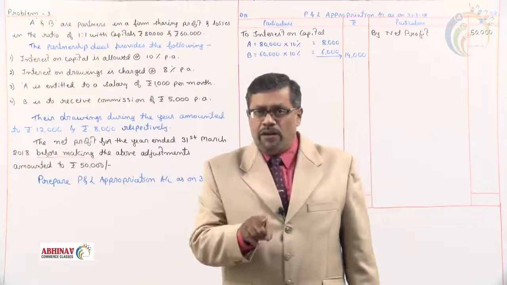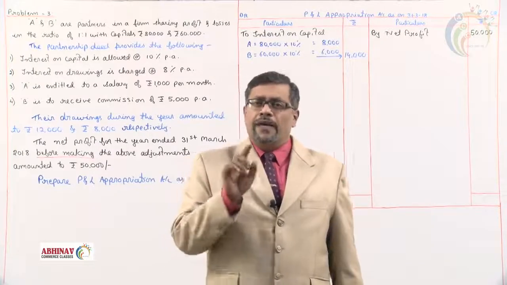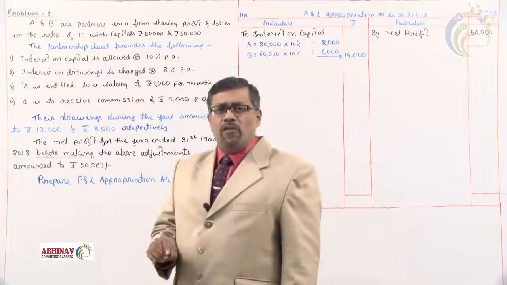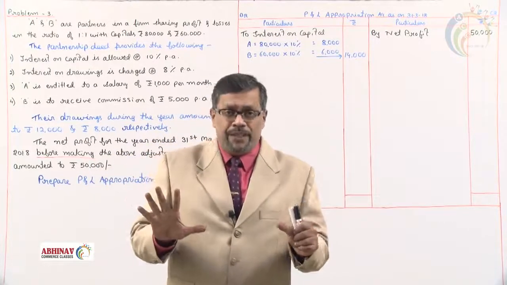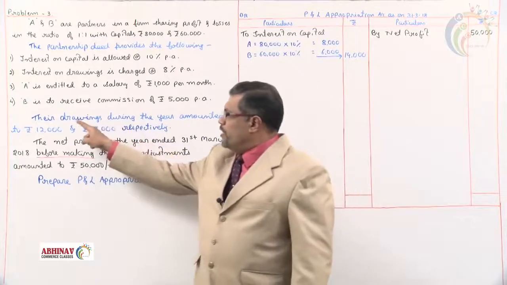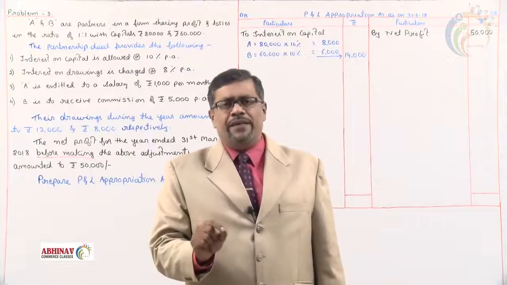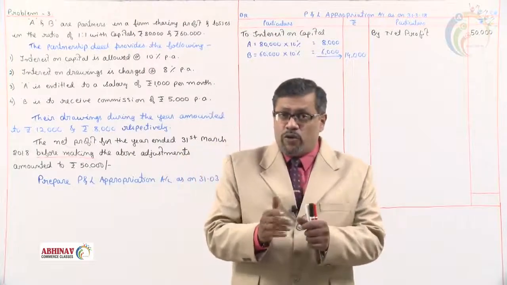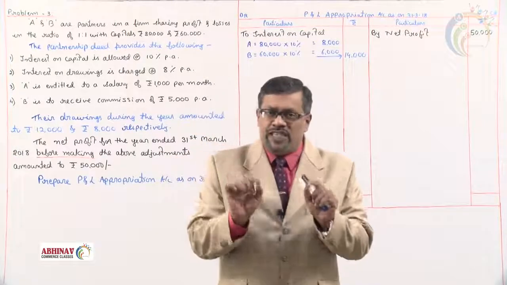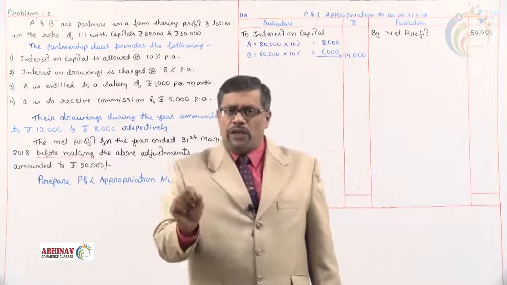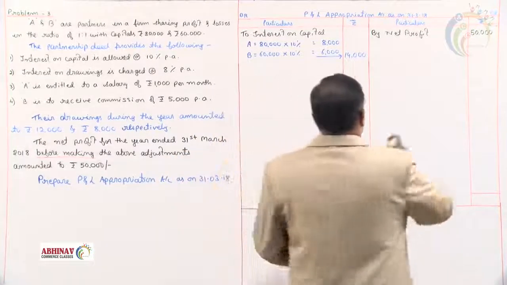When the date is not given, remember one. When the date of withdrawal is not given, interest on drawings is calculated for an average period. Average period means 6 months. I repeat, when the date of withdrawal of these drawings is not given, interest on drawings is always calculated for 6 months. And this interest on drawings, what I am explaining you now, we'll be learning in the next sessions in detail. For time being, you just remember that when the date of withdrawal is not given, interest on drawings is taken for 6 months. So let us calculate that for 6 months.